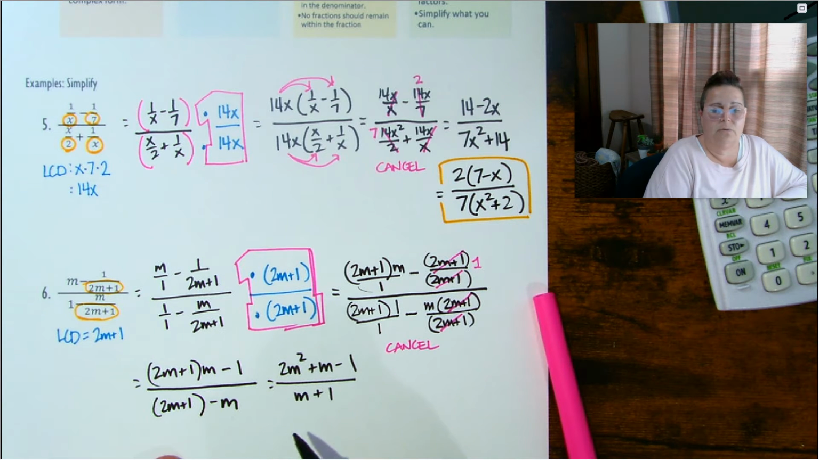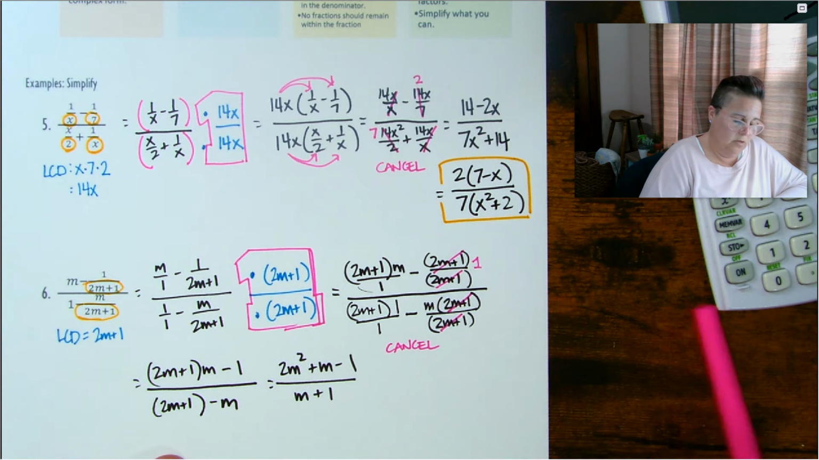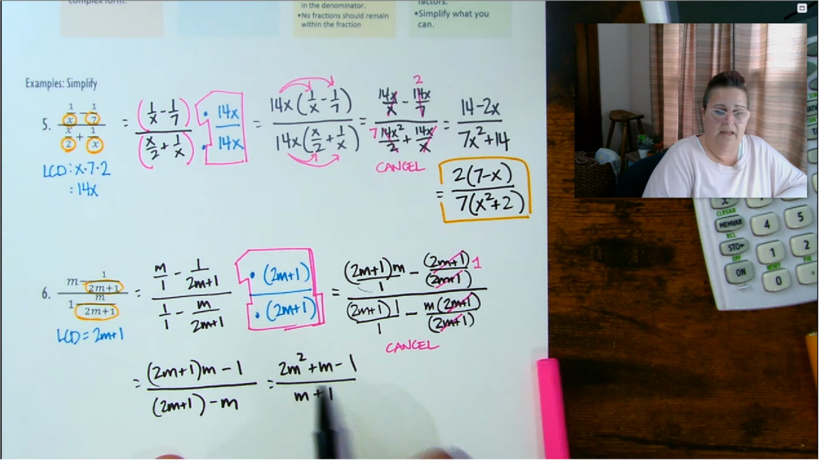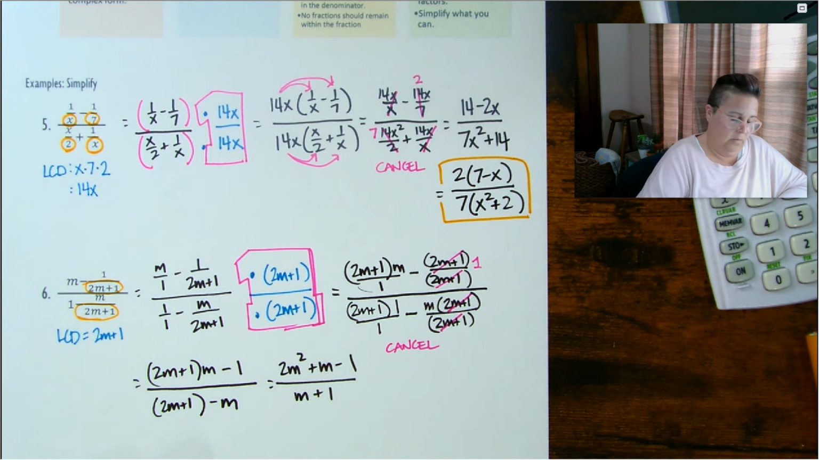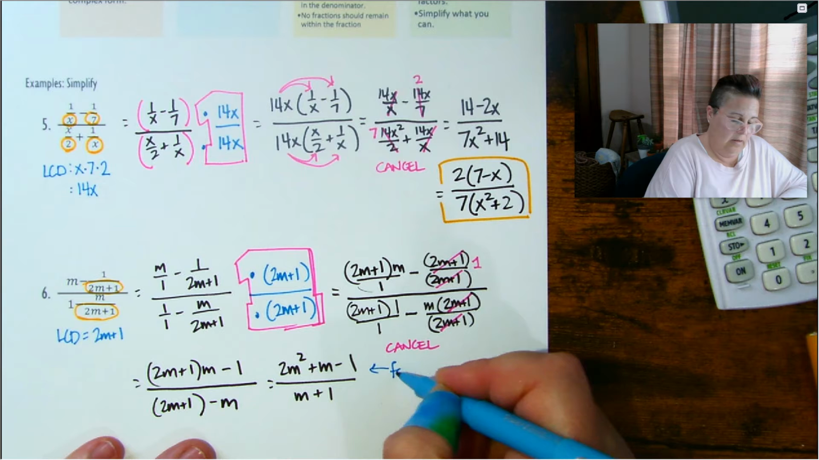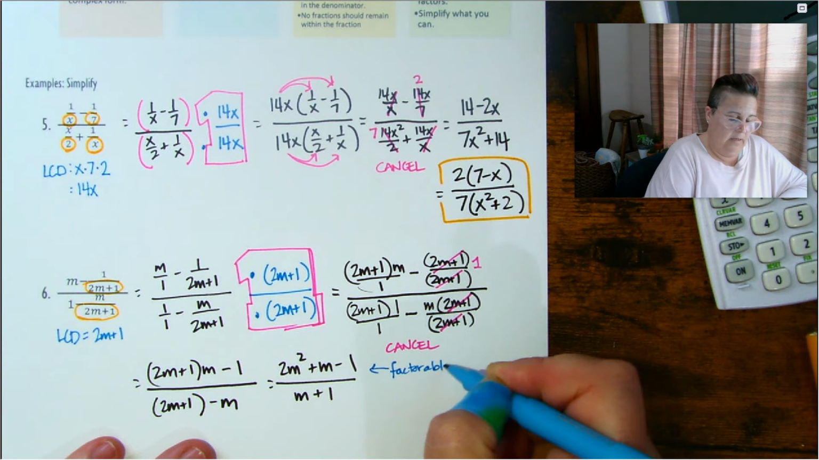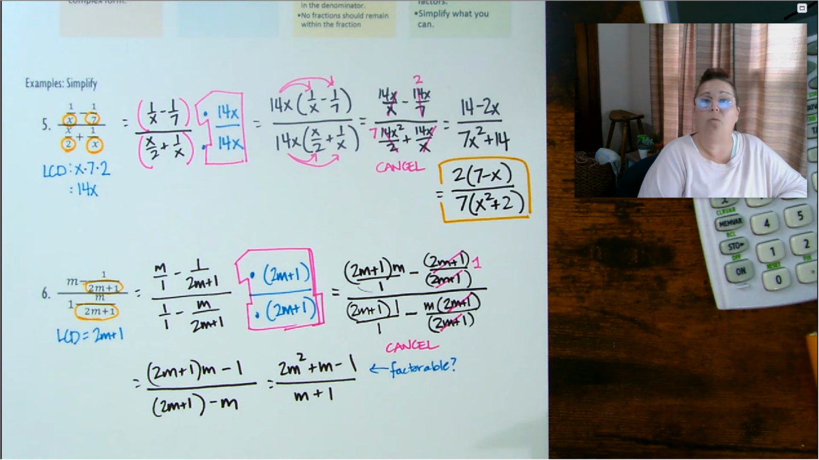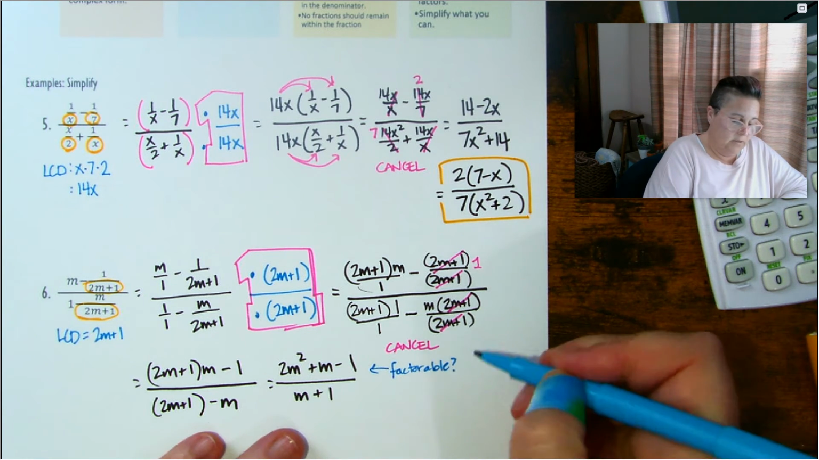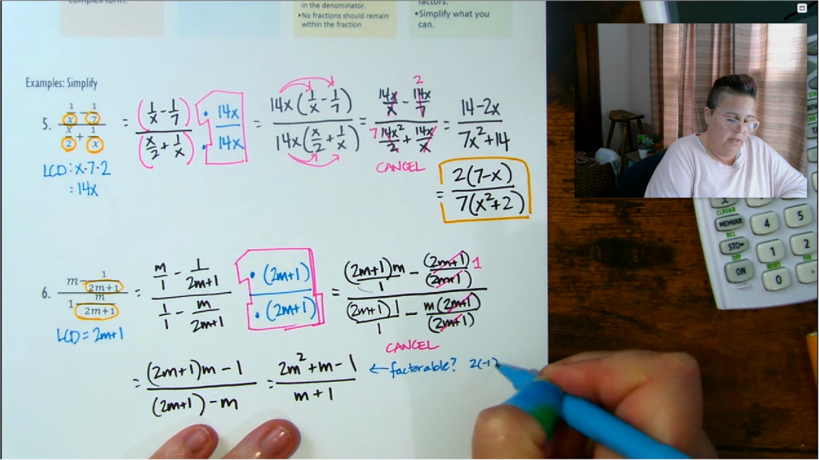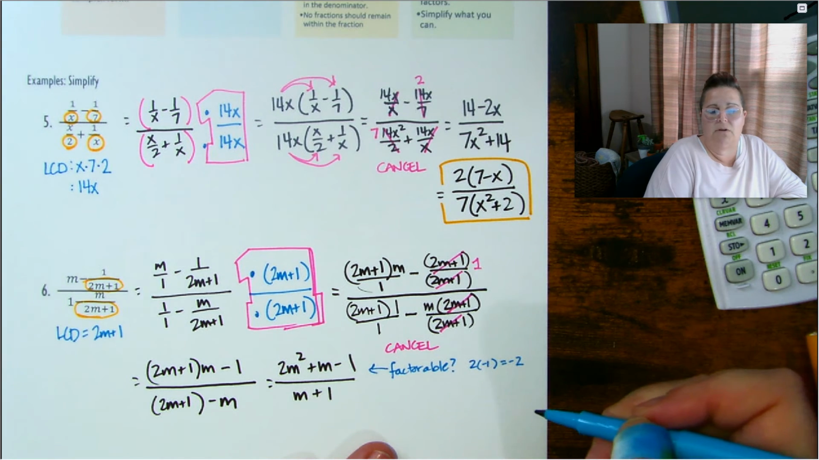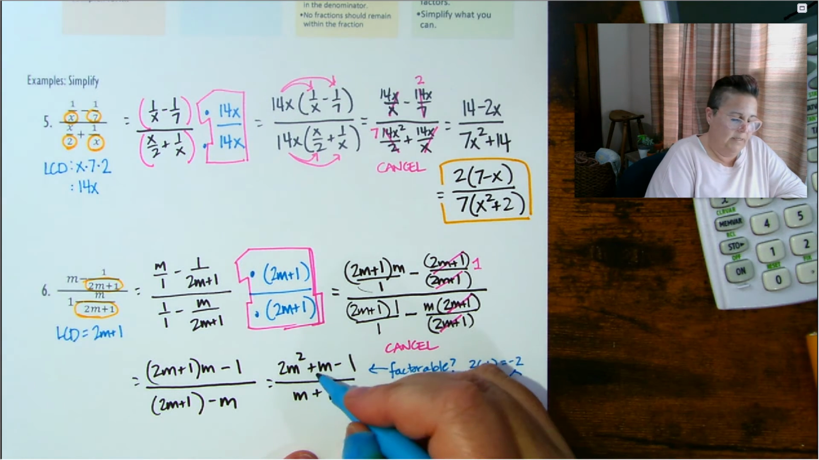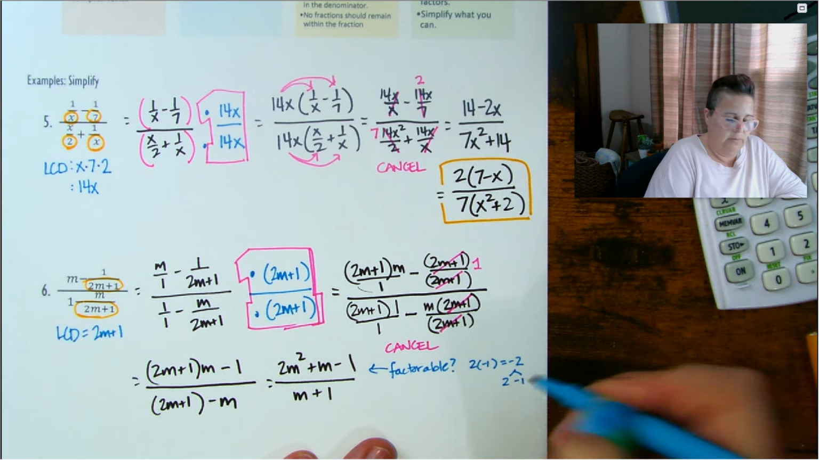Okay, so now what I need to determine is if this will factor. Will 2m squared plus m minus 1, is that factorable? Is it factorable? Hopefully you're recognizing how big of a deal factoring is. All right, so I want to take 2 times a negative 1, which is negative 2. First times the third, a times c. So what factors of negative 2 will break down and add to a positive 1? So that's a positive 2 and a negative 1.